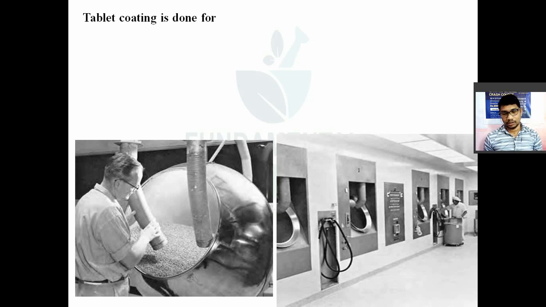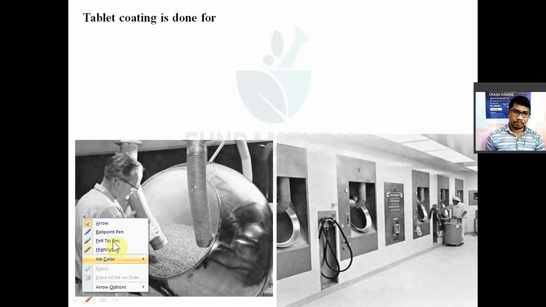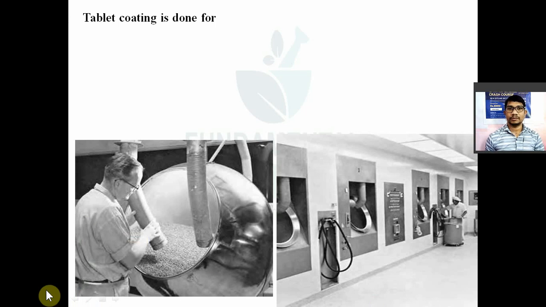Some tablet coating part and its defects are remaining. So we'll see tablet coating. We have already seen a few important points from this, but a few slides were remaining, so I thought I should take it once more.